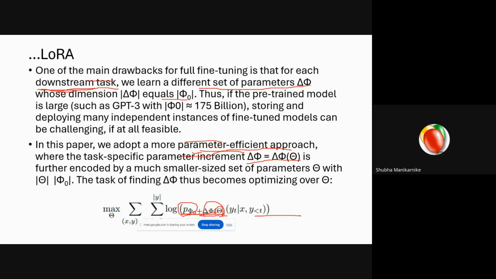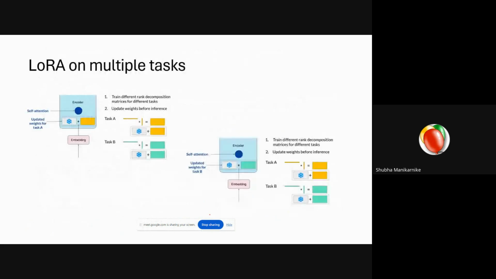So what you can do is, I have another figure. I will just jump to that. I have picked this up again from deep learning AI so that you understand. You can train different rank decomposition matrices for different tasks, and you can update the weights before inference. Now let us assume this is task A, which is represented in orange.